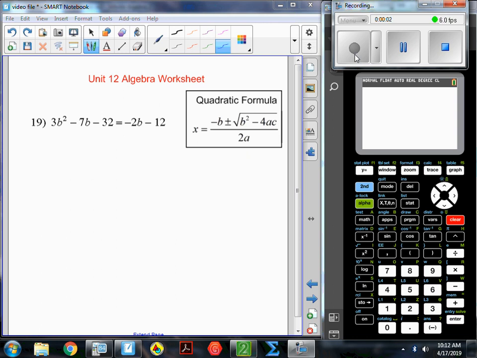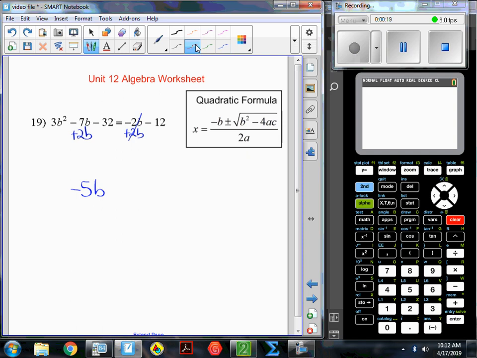Okay, number 19 on the worksheet. We want to start by getting everything on the same side of the equation. So I'm going to add 2b to both sides. Negative 2b plus 2b is 0, plus 2b on this side. That's going to be negative 7 plus 2 is negative 5b.